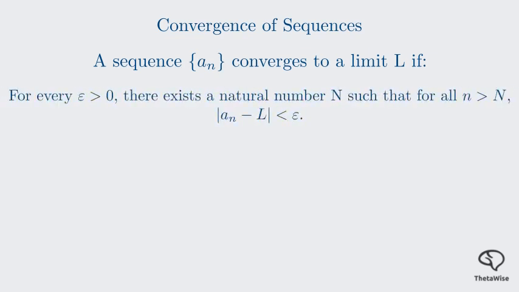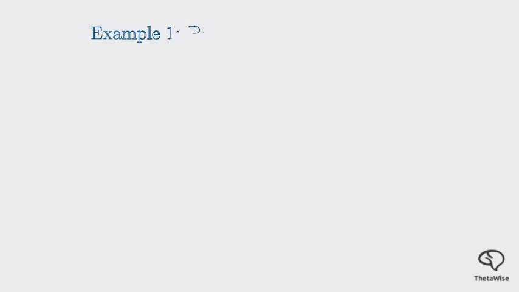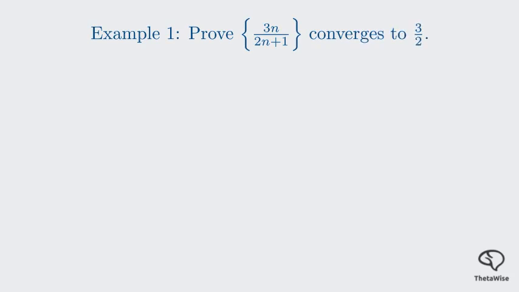For our first example, let's prove that the sequence with the nth term 3n divided by 2n plus 1 converges to 3 halves. The process here is very similar to epsilon-delta proofs. We'll start with the conclusion we want and work backward. We want to find N such that for all n greater than N, the absolute value of 3n over 2n plus 1 minus 3 halves is less than epsilon.